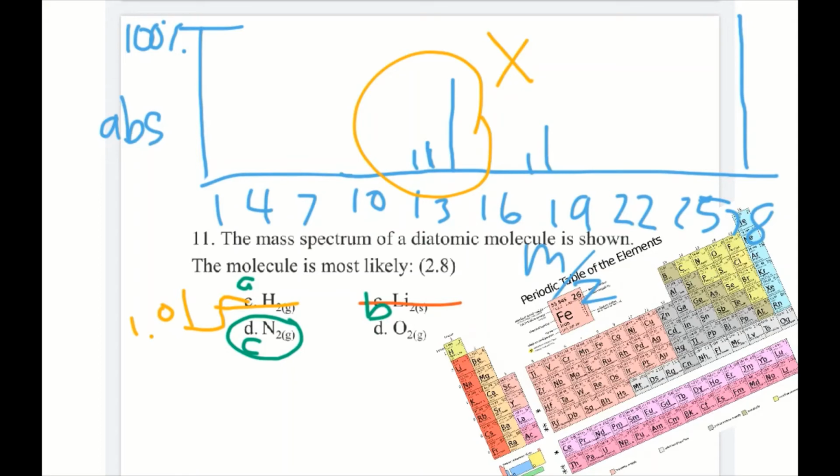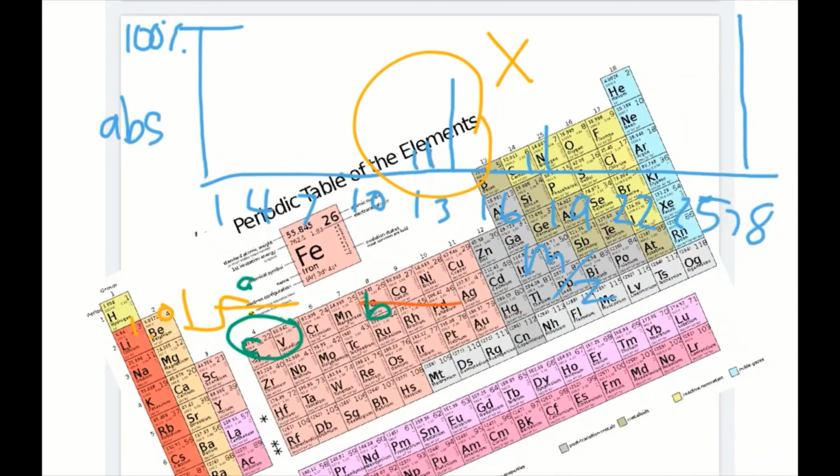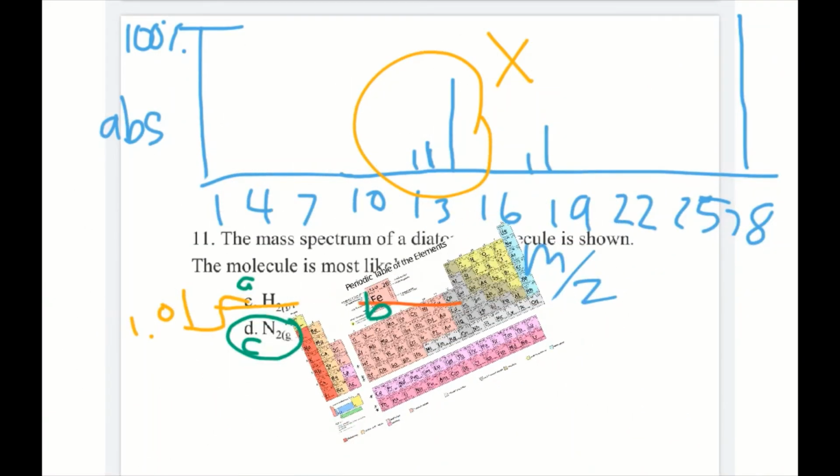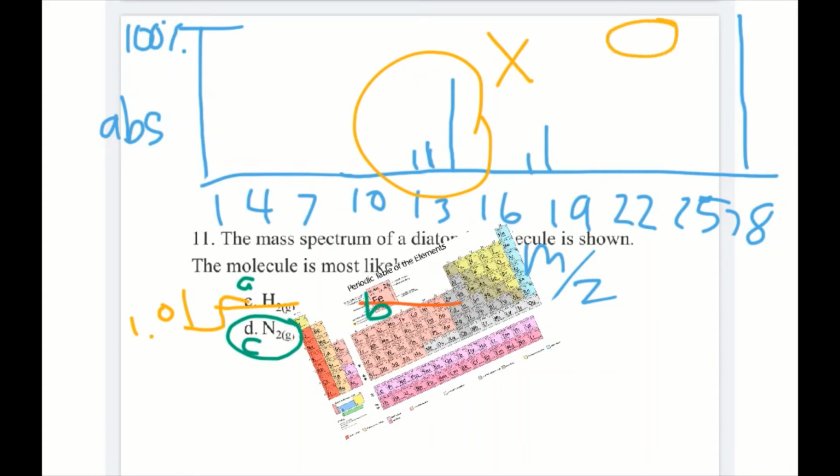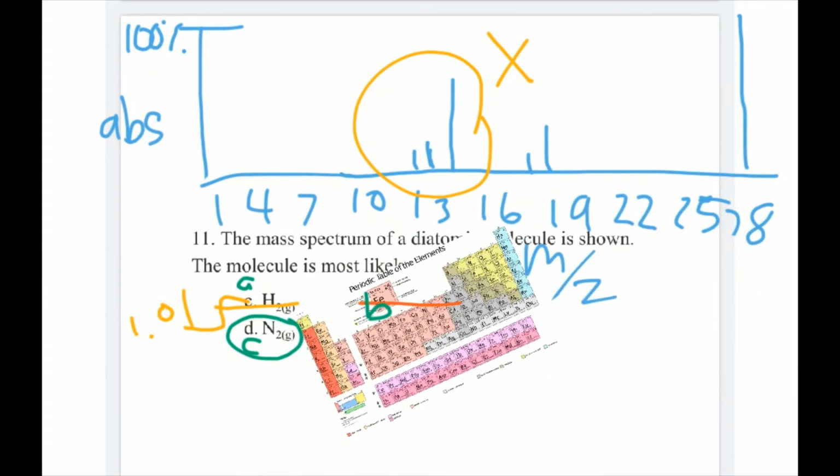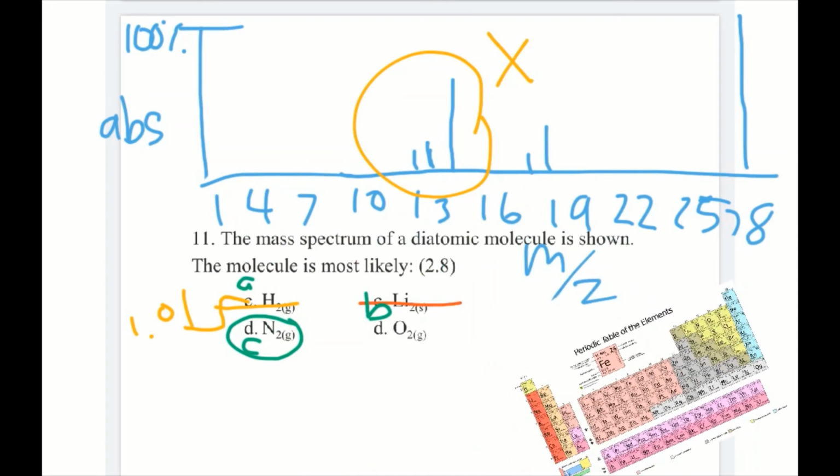So I'll fix that later, but that's not the point. And let's look at O. Well, O is oxygen. It has an average atomic mass of around 16 AMU. So 16 is not close to 14, so that is not our answer.